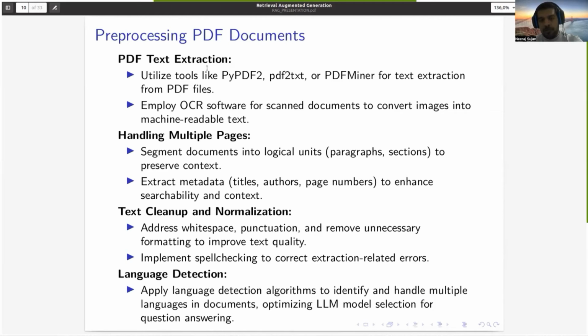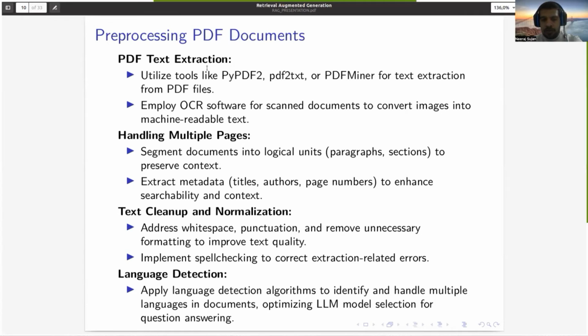You want to remove it. I've not mentioned here, but you also want to remove any bias in your data, because that would impact the final result if there is bias in your PDF files. And especially in regulated industries, that's important. And you also want to detect the language of the documents.